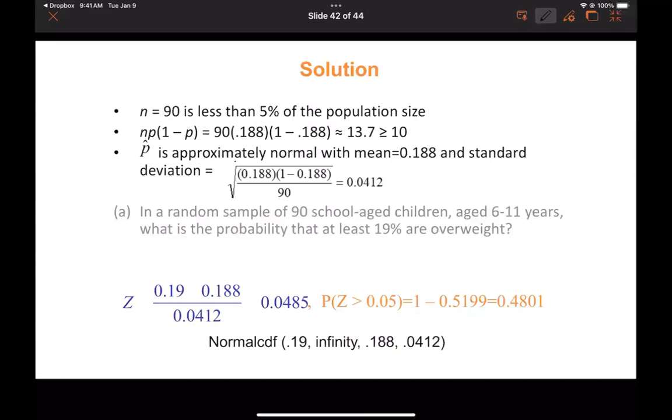So in a random sample of 90 school-age children, see, they did the z-score. Look at that. Oh, this is the other one. That's the same probability that we got. So there's a 48% probability we'd get a sample with at least 19% overweight. So this was all good. This is the same math we did. They just did it fancy, and I didn't remember it was there.